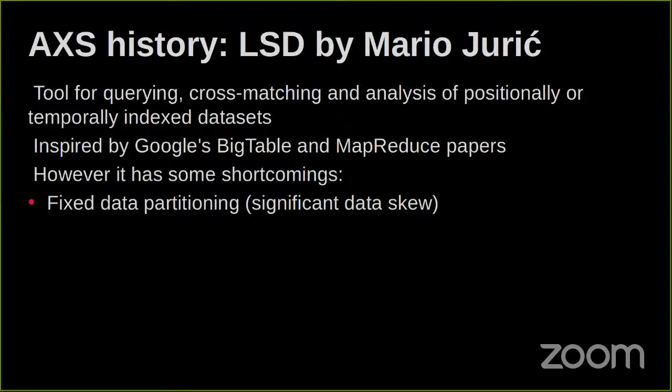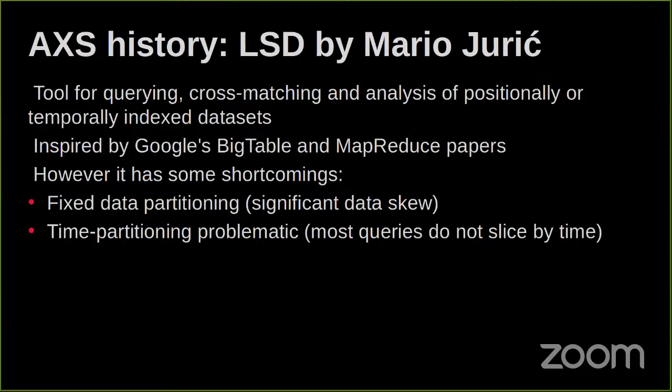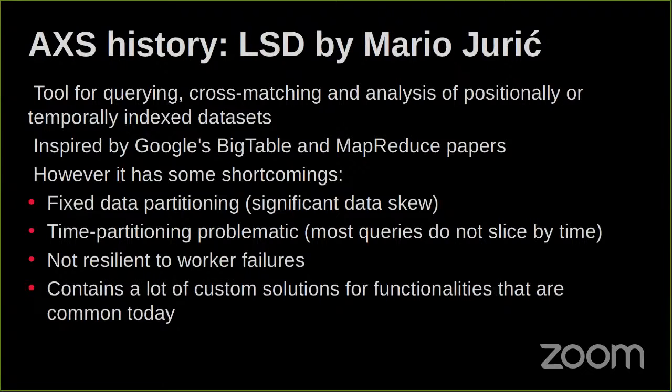It had fixed data partitioning, which introduced significant data skew. Then it's partitioning data by time. However, most queries do not slice by time, so that makes it slower in a majority of cases. It's not resilient to worker failures, something that Spark gives out of the box, and has a lot of custom solutions for things that are available in Spark also out of the box or elsewhere. And it's also based on an older version of Python. So upgrading LSD would require much more work than developing something like AXS on top of Spark.